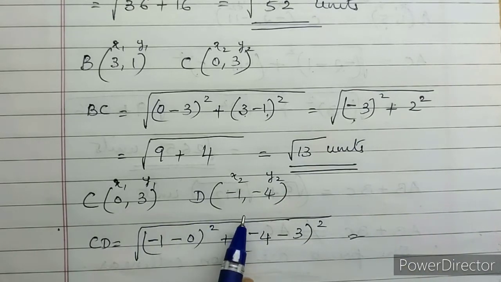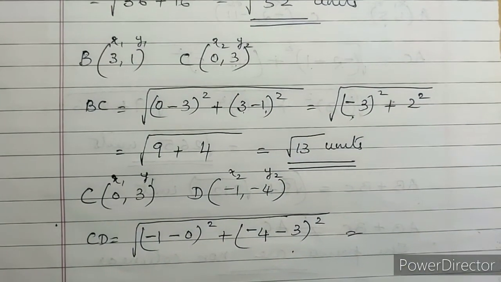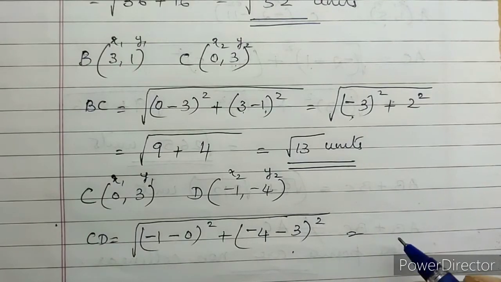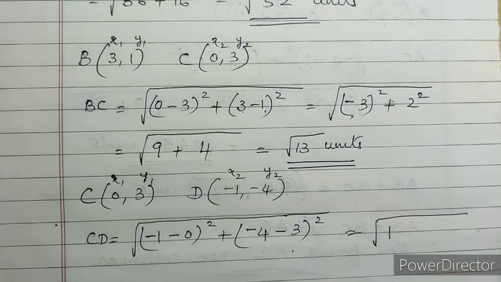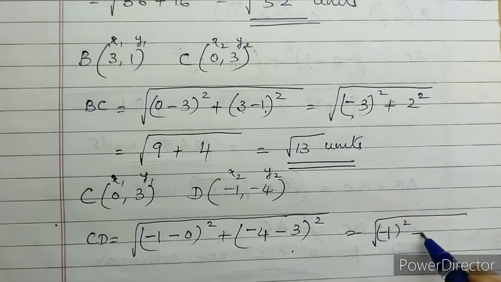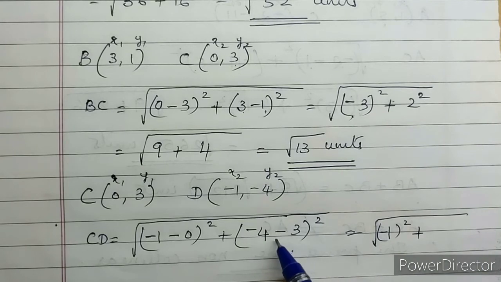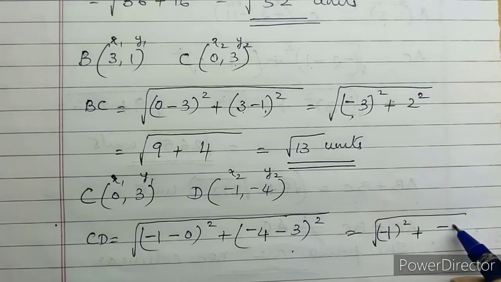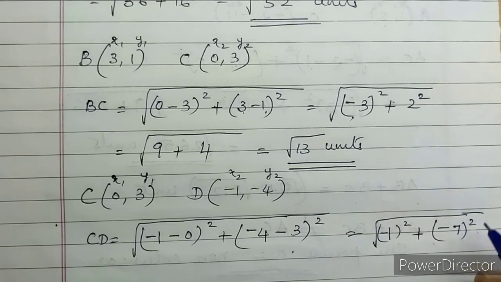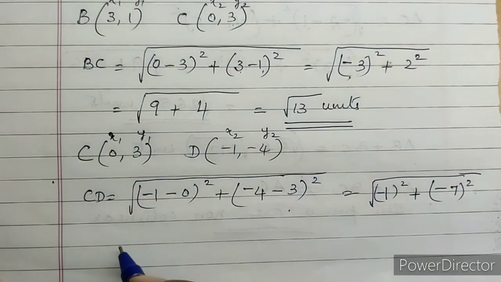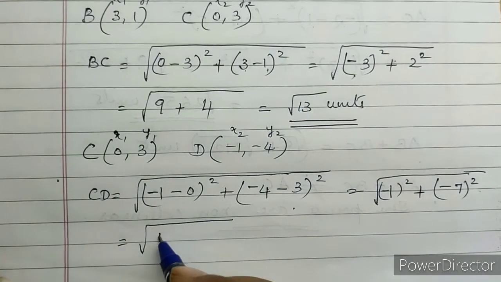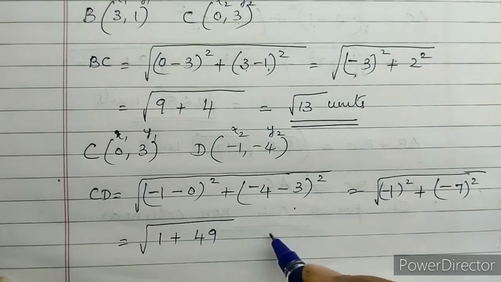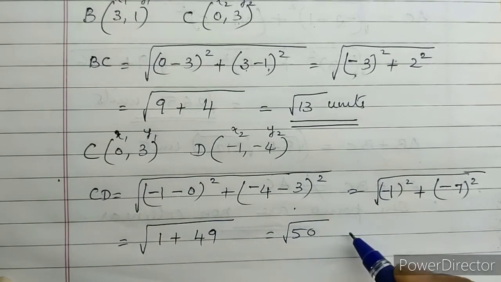x1, y1, x2, y2, those values you have to put. Minus 1 minus 0 is minus 1 square, that is 1 only. Minus 1 square is, if you want, you can separate it and write. So this one, change the sign and symbol, both are negative. So minus 7 the whole square. So next step, minus 1 whole square is 1 plus 7 square is 49. So square root of 50 units.